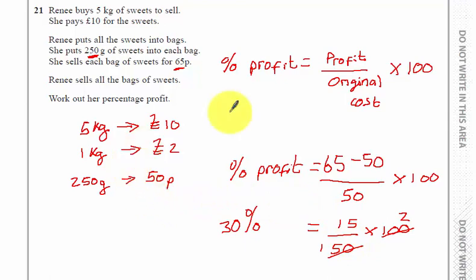You could also have worked out how much all of the sweets were. So you did 65 times what would be 20, I think, because 4 bags of 250 grams make a kilo, and then 5 kilos. You would get the same answer.